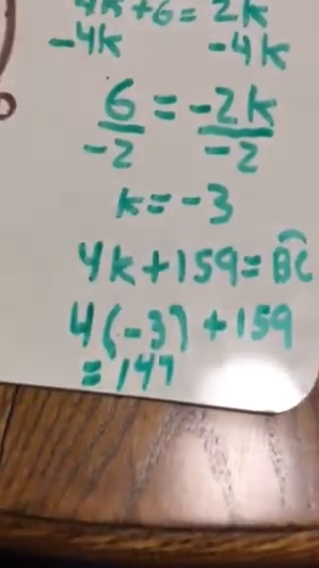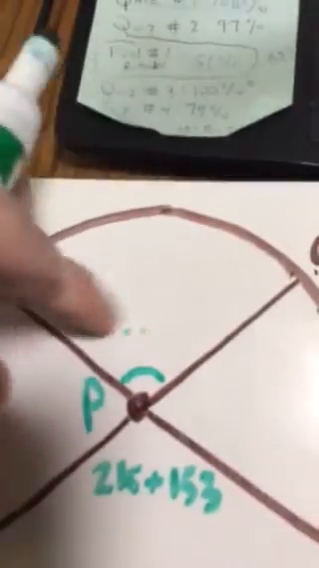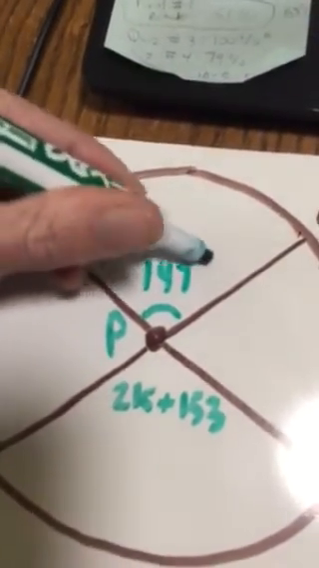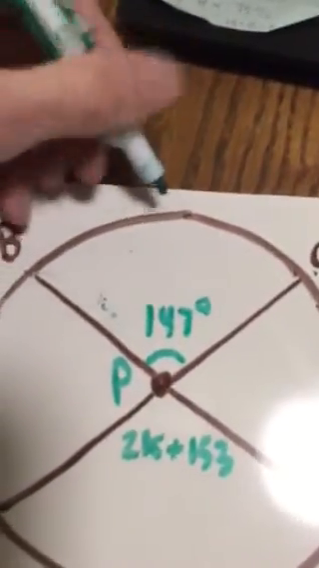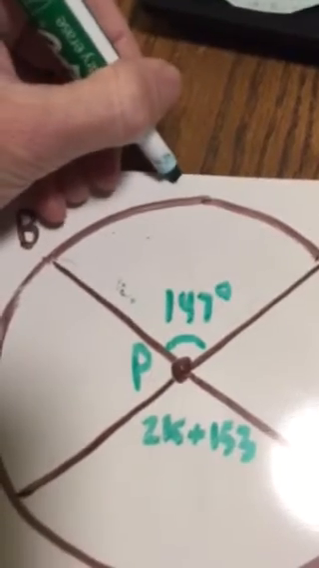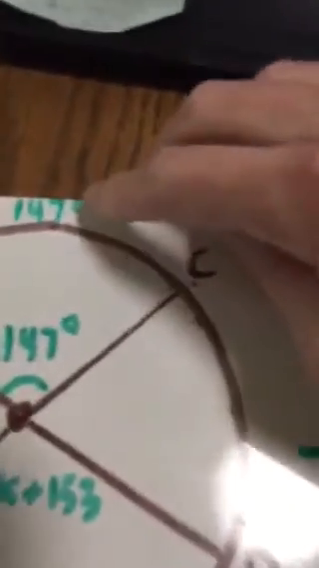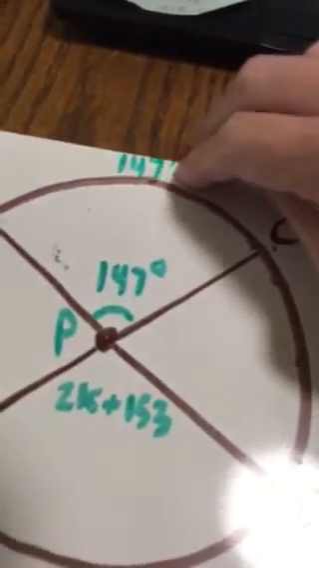So that means that this angle measure here is 147 degrees. Since this is a central angle, that means that the arc measure is 147 degrees. So that's 147 degrees. That's a degree sign there. It doesn't look that great, but it's 147 degrees.